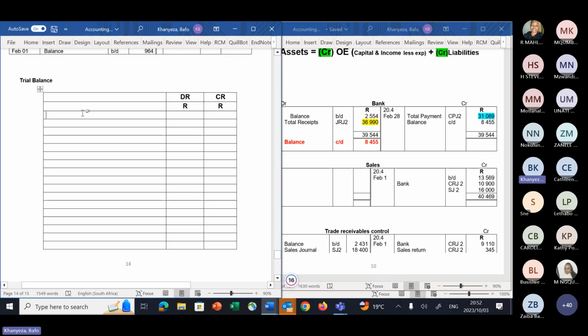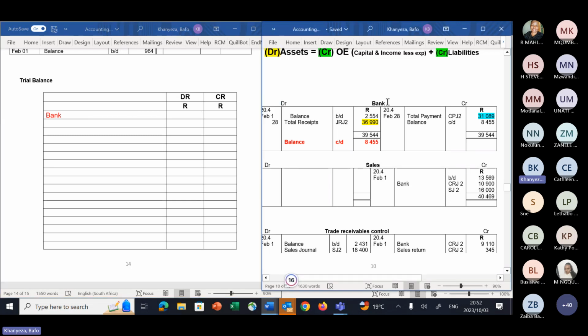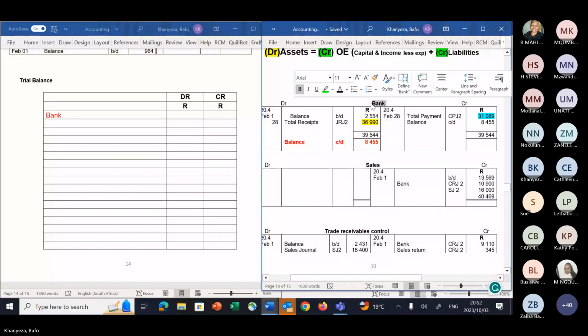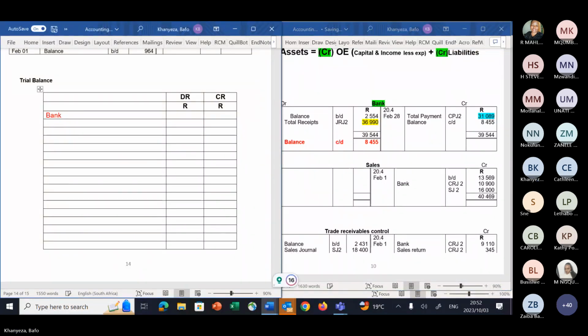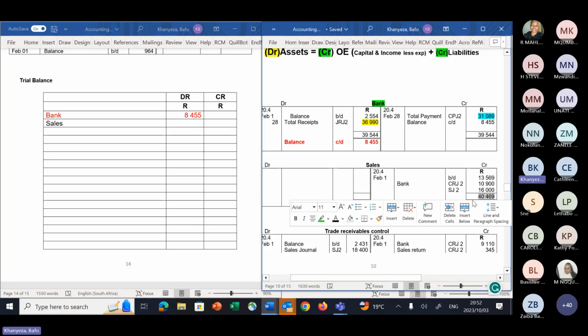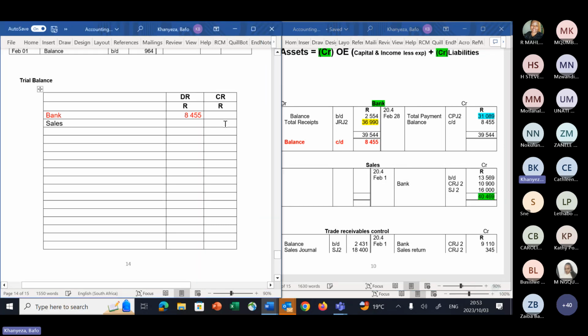So bank 8455. This is where we're taking these balances now. We are transferring. Bank 8455. Then I'll take the last questions and then we close. Then we're going to have sales. Where do we have it? There it is. Balance. You take it as it is, it's a credit. So you take it to where it is, 4469.